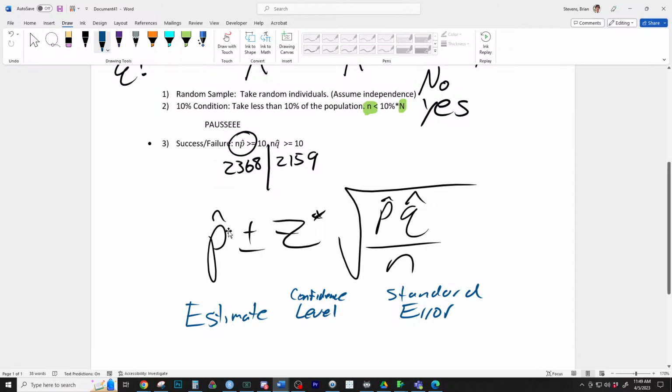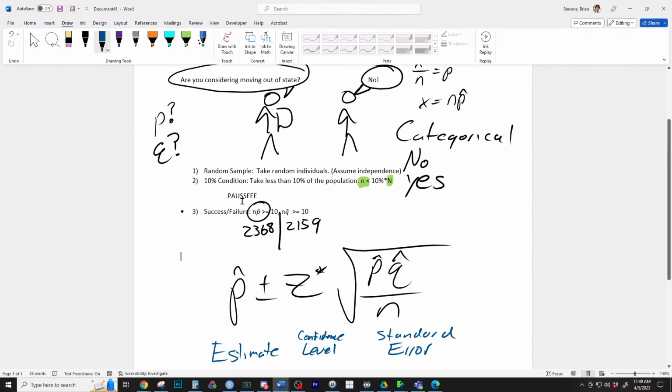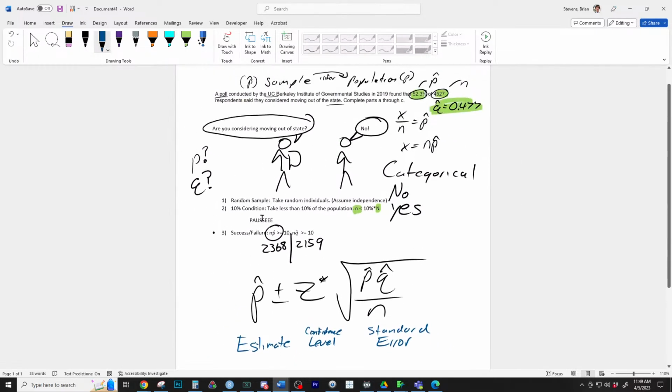Think about why we call p hat the estimate. The estimate comes from a sample and would be your best guess of the truth. So if someone said, well, what percent of people do you think are probably going to move out of state? You say probably about 52.3%. You say, why do you think that? Well, that's what our sample said. That is my estimate. The sample proportion estimates the truth.